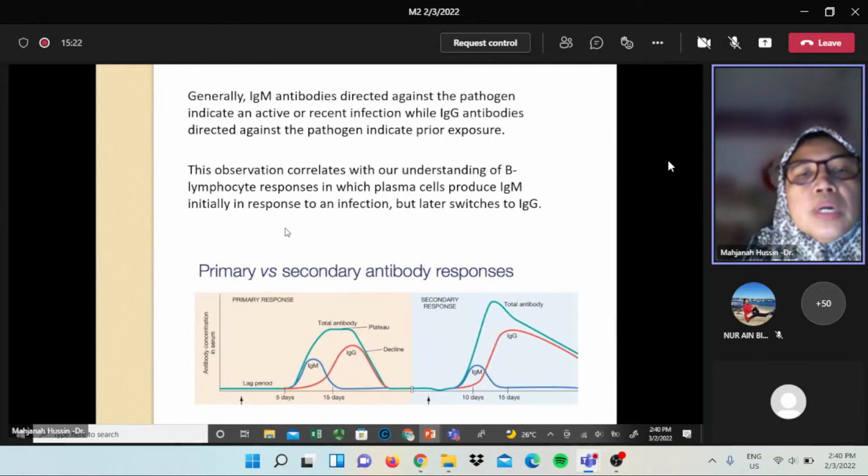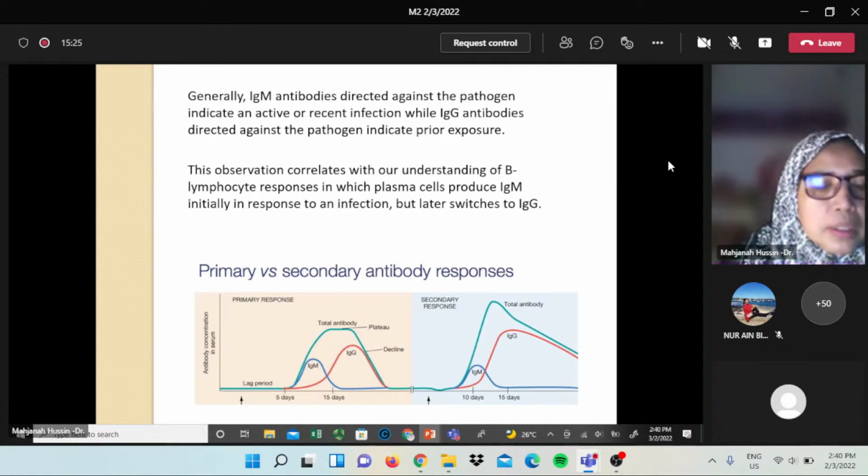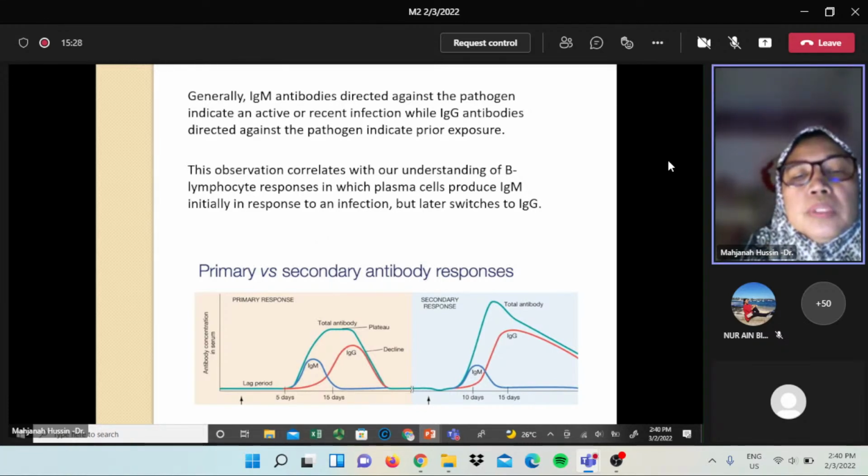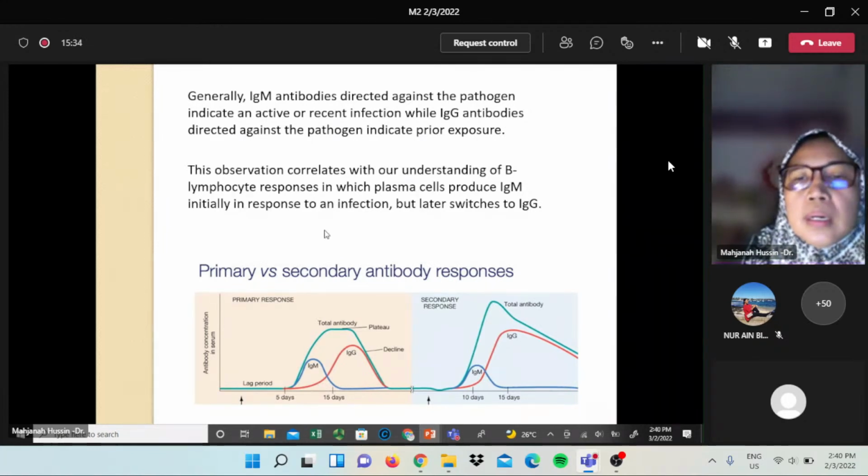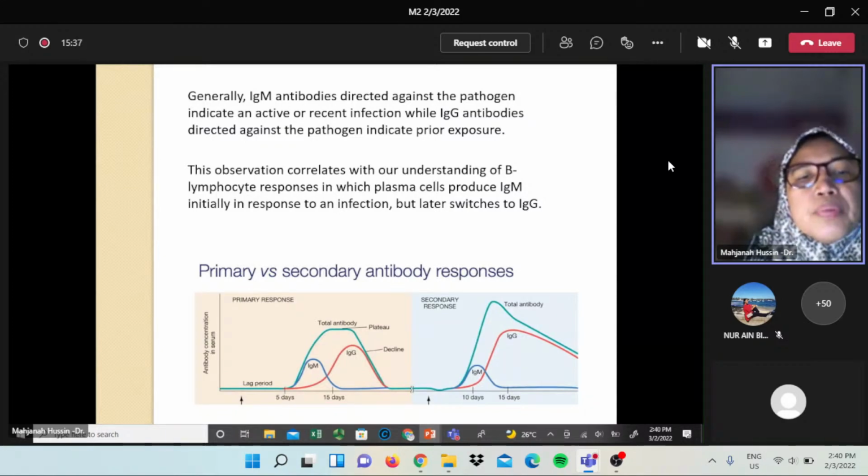Okay, so here is your general immunoglobulin. When I say immunoglobulin, that is your antibody. This shows the presence of antibodies in the primary infection versus the secondary antibody response. In the primary response, you can see that the IgM comes out first, followed by the IgG, and then it declines. But in the secondary infection, the IgM will be there just for a short duration, followed by IgG.